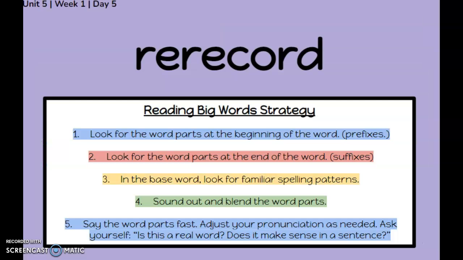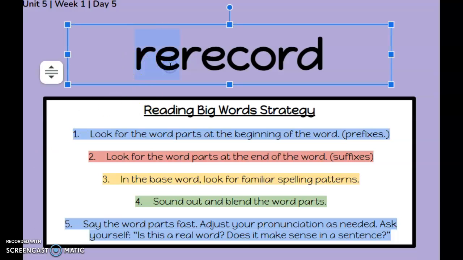Re-record. Well, let's take a look at our reading big words strategy. Number 1, it says to look for word parts at the beginning of the word, or our prefixes. Well, I see that my prefix is re, R-E. And I have heard of this prefix before because it means to do something again. Number 2, look for the word parts at the end of the word, or a suffix.